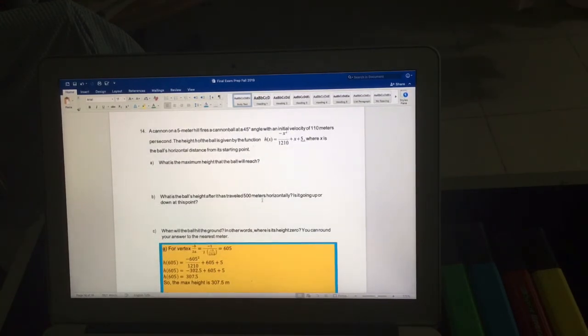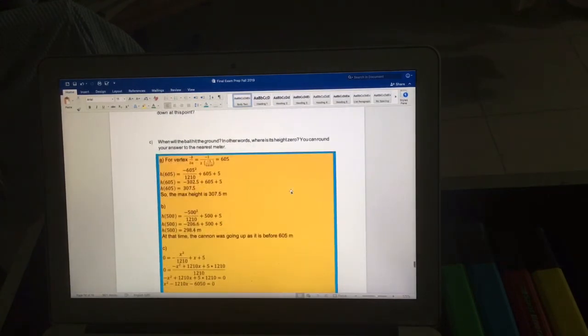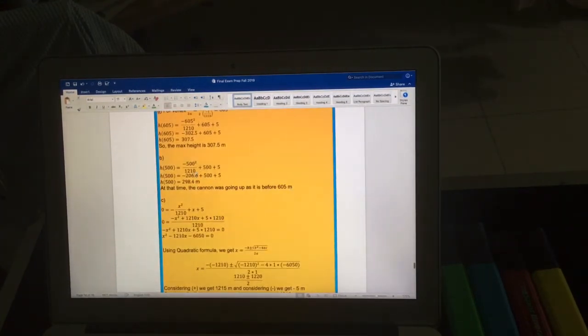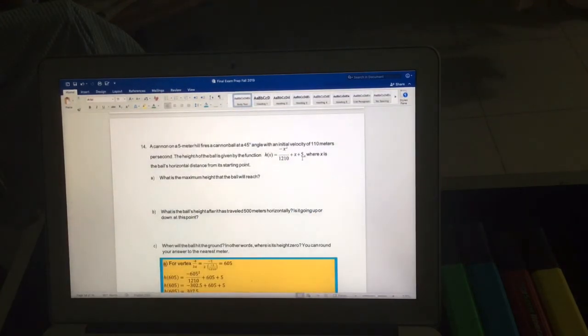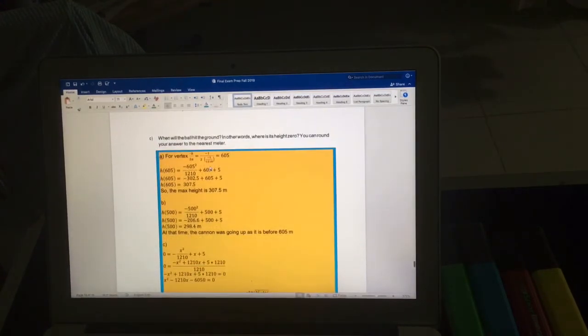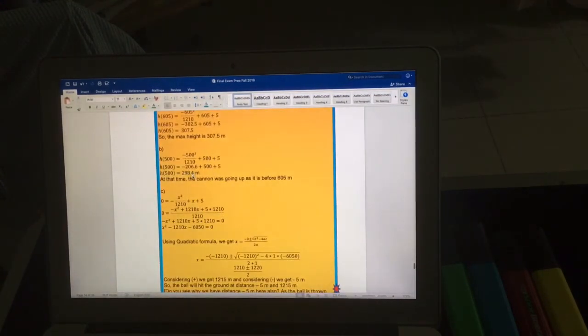And the next question is: at 500 meters. So if it travels 500 meters horizontally, then what about that? In that case we have to put 500 in the x value, because it is the travel distance, and x is the distance, it is said in the question, where x is the horizontal distance. So if we put it in, we get 298 meters.